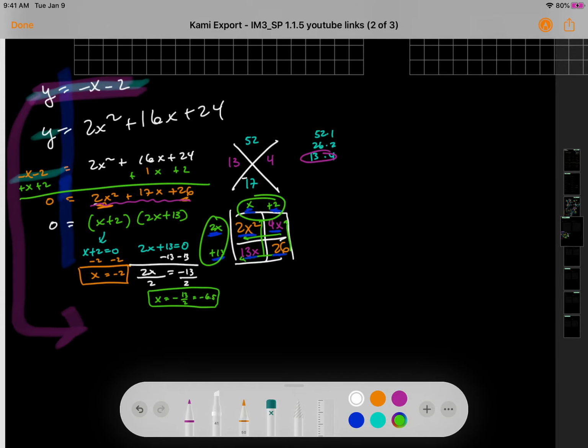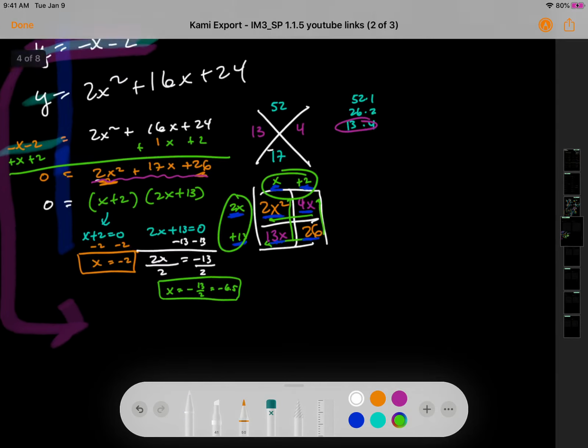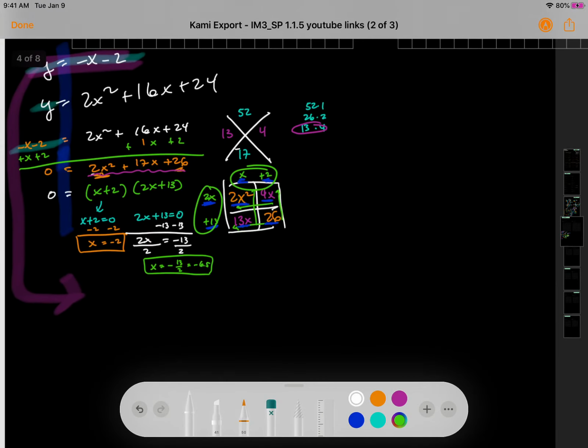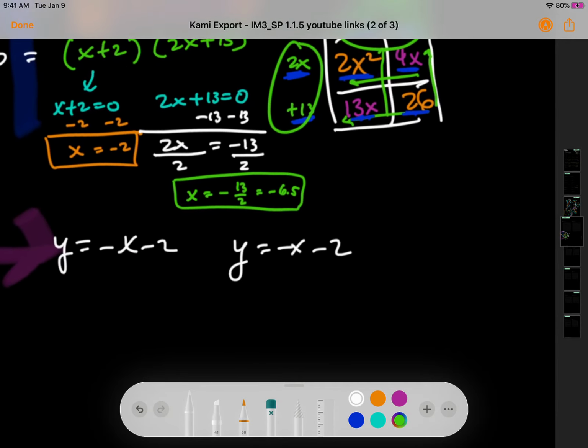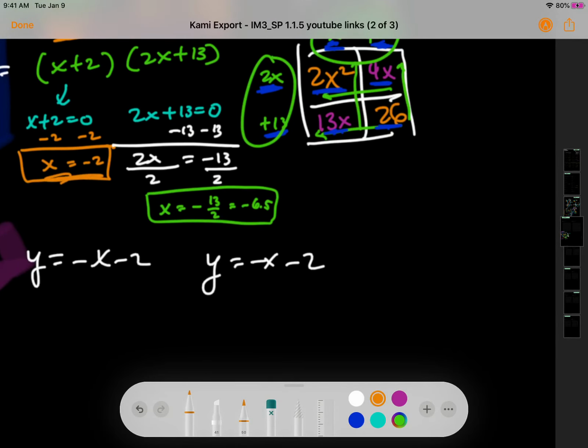Pencil's working. There we go. Y equals negative x minus 2. And let's do the orange one. So negative 2. And let's work with fractions. Fun fractions.